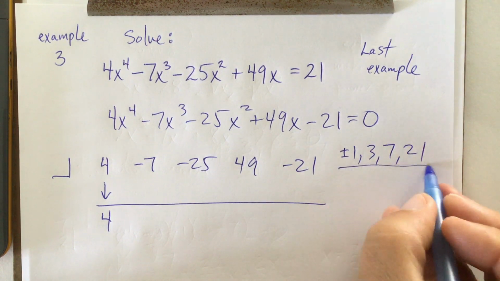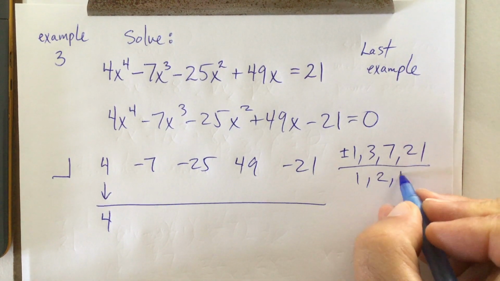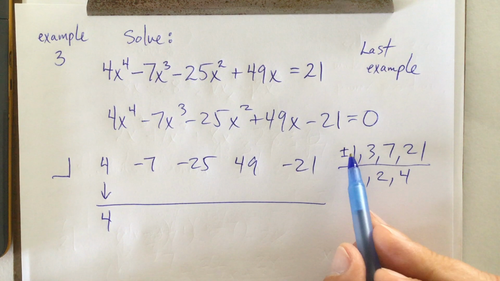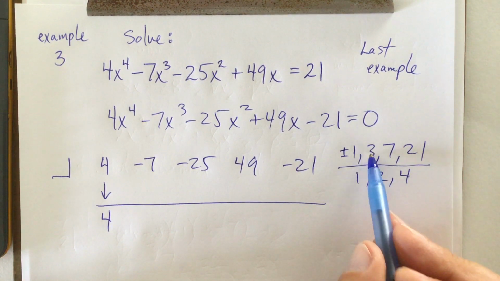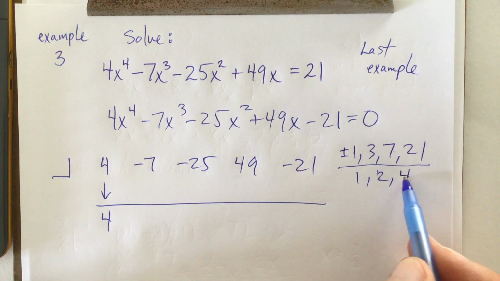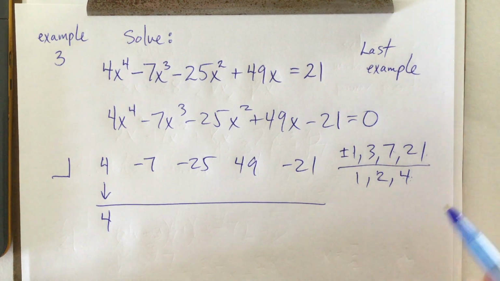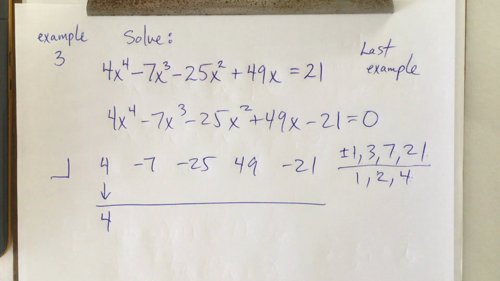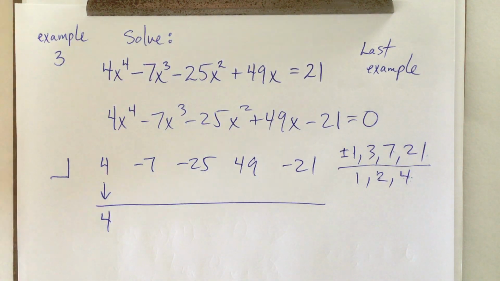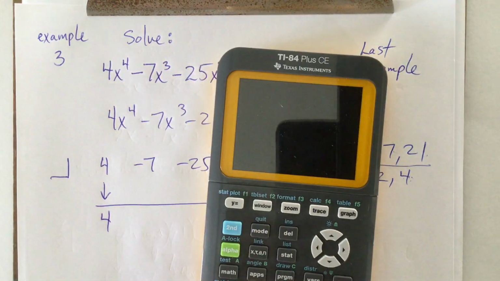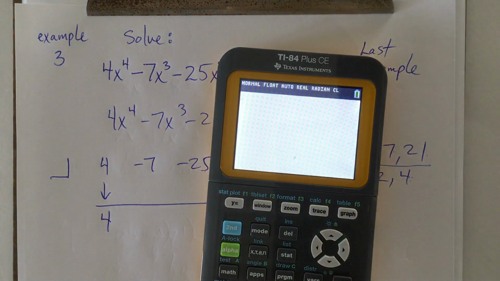And then what would be the bottom part? 1, 2, or 4. Ew. So I might have 1/2 or 1/4, or 3/2 or 3/4. 7/2, 7/4. I have 21/4, 21/2. There's all kinds of crappy possibilities for this thing. So I do not want to just guess. I'm going to go back to my calculator.